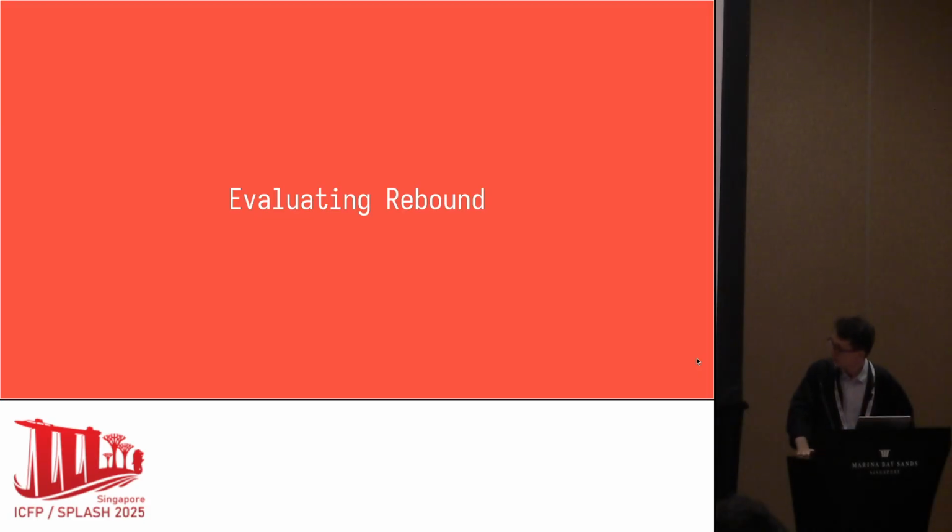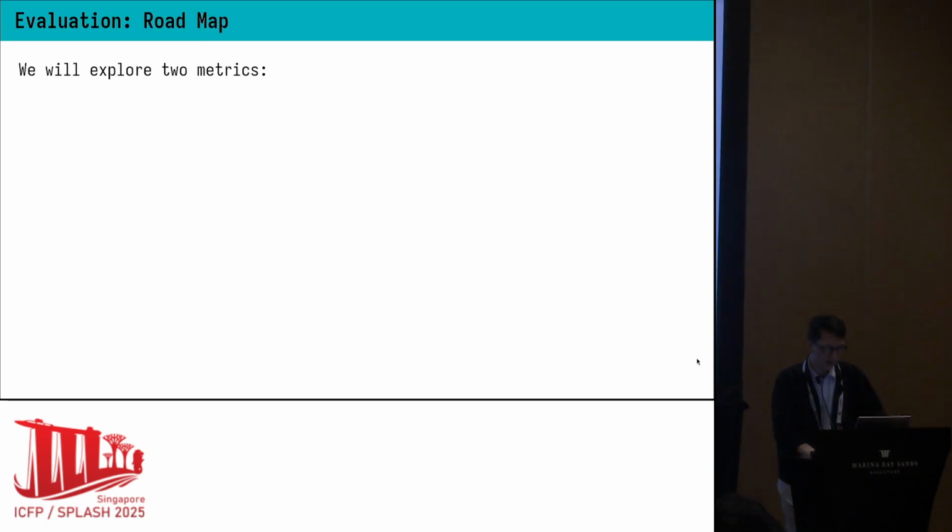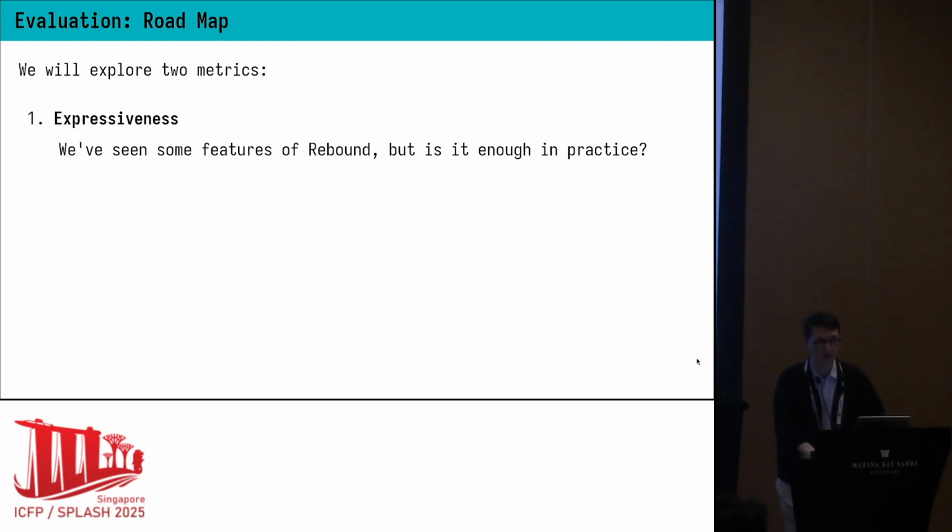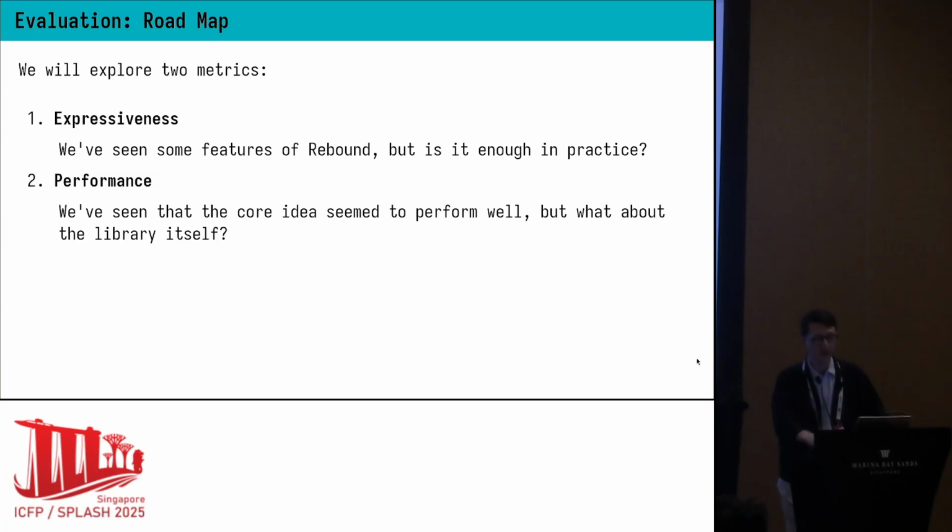So, now I've talked about Rebound the library, but there is one last question about it. Is it actually any good in practice? And I want to explore two different questions here. The first one is whether it's expressive enough. Can you implement interesting calculi using Rebound? And the second one is performance. In the very first part, I've shown you that the ideas seem to be efficient. Is it actually in practice when you start implementing more things?